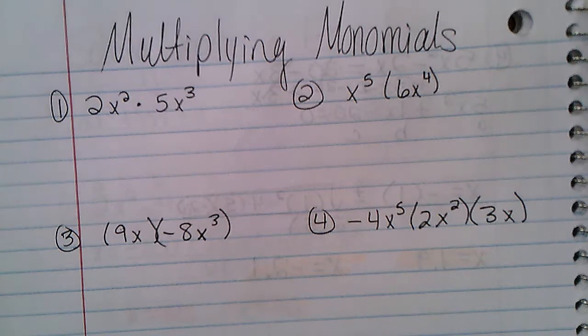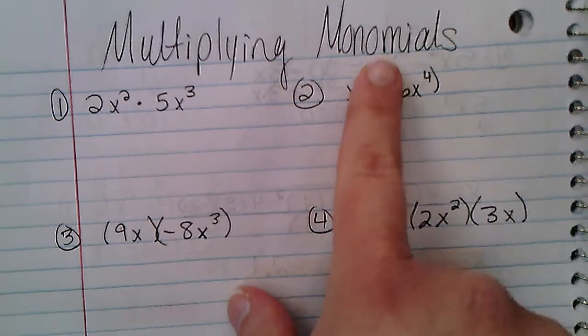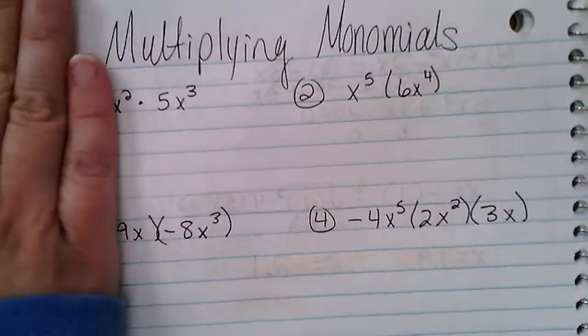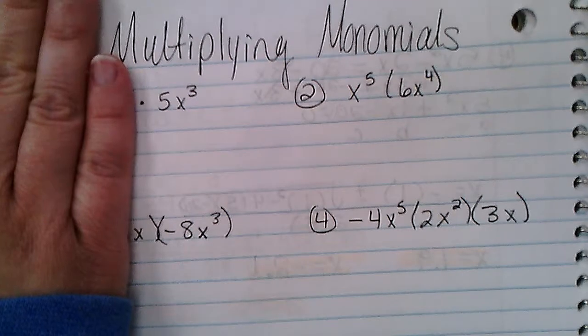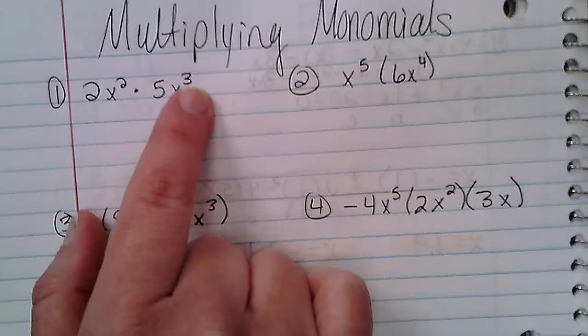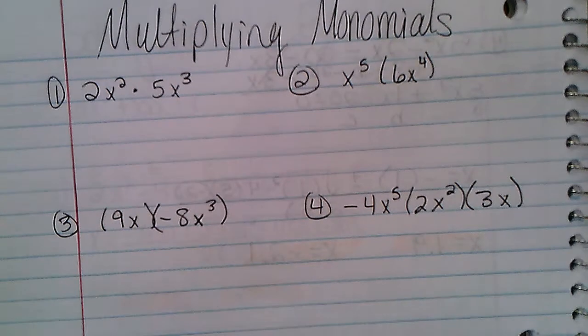We're going to start off doing examples with just the one variable, so all these only have x's within them. Coming off the heels of adding and subtracting polynomials, this is a little bit different. These are all monomials. So 2x squared is a monomial, 5x to the third is a monomial, and actually this whole thing is a monomial because there's no addition or subtraction.